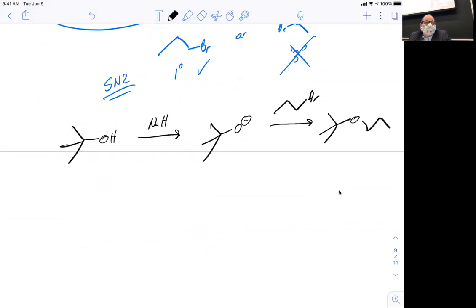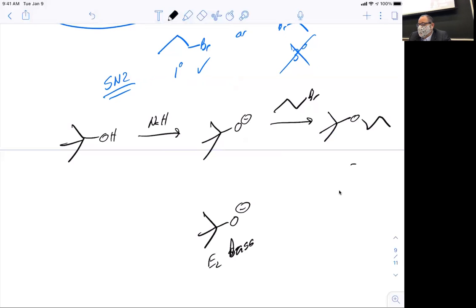Is there a competition here for this specific one that I need to be worried about? Could I also get elimination with this tert-butyl group? Yeah, in this one you could, right? Because this is a pretty good E2 style base, right? So I would expect some of the elimination product, right? But if we were going to make this ether, this is the best way to make the ether.